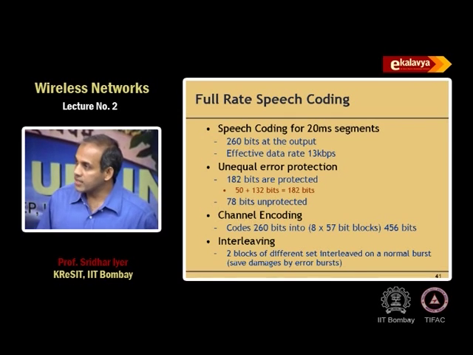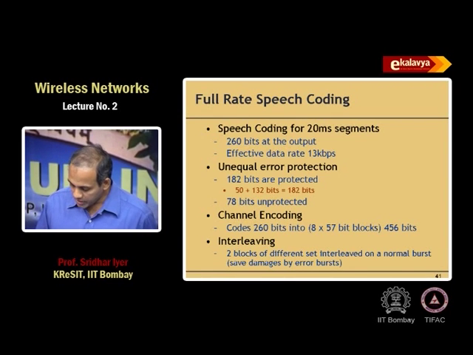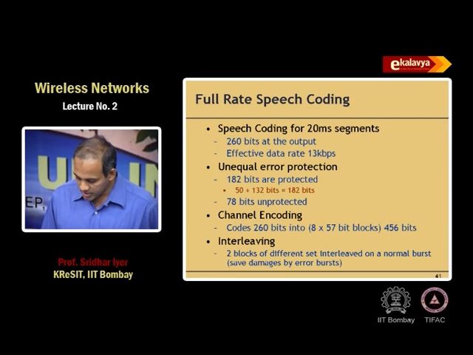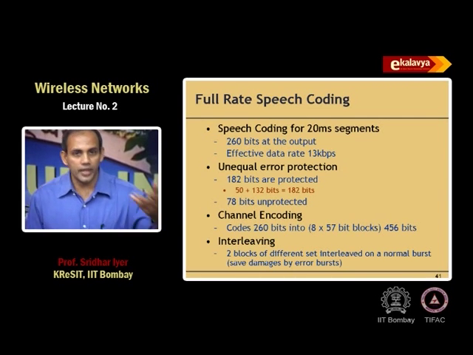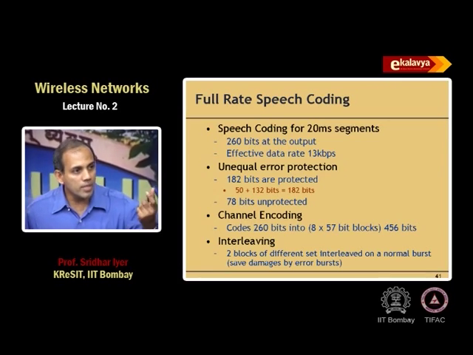So what we now have is a bunch of bits. What are our bunch of bits? We have bits corresponding to the vocal cord frequency and the different excitation energies. Now see what happens in your GSM system. This is how it does the error protection. First, it does speech coding for 20 millisecond segments, which results in 260 bits at the output. After I do all this vocoder business, 20 milliseconds of speech after sampling and after going through the vocoder comes to 260 bits at the output.